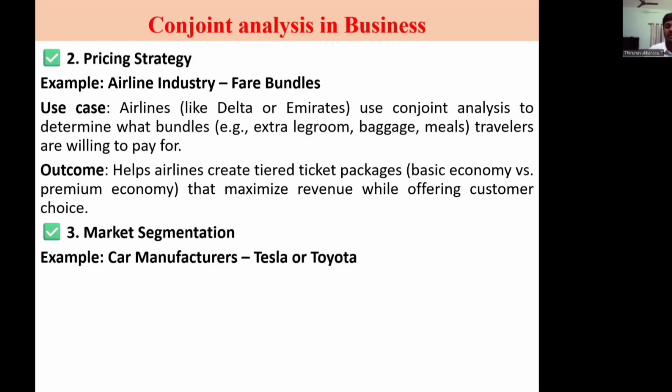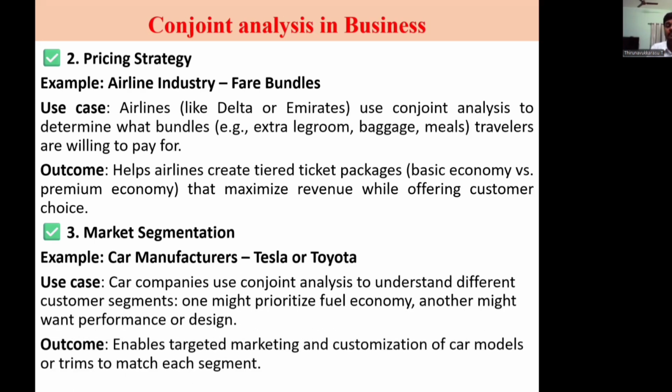Market segmentation. Take a car manufacturer, Tesla or Toyota. This helps to understand which segment of consumers is buying our product. Car companies use conjoint analysis to understand the different segments. One might prioritize fuel economy, another might want performance and design. For example, we can compare by income or maybe by location. High income people may think about performance and design, while low income people think about fuel economy, something like that.